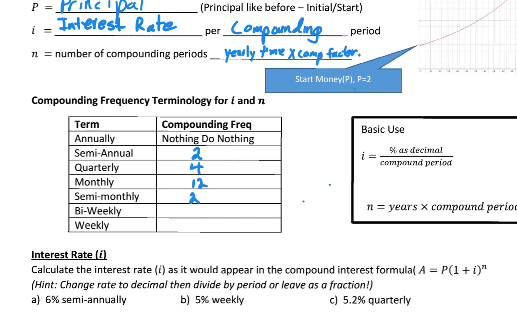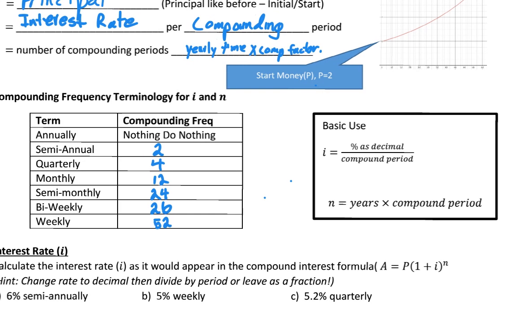Semi-monthly means there are 24 times. Bi-weekly, if you think about it, if we did weekly, it would be 52 weeks. But if we did bi-weekly, we essentially cut that in half and we end up with 26 times that it happens in a year.